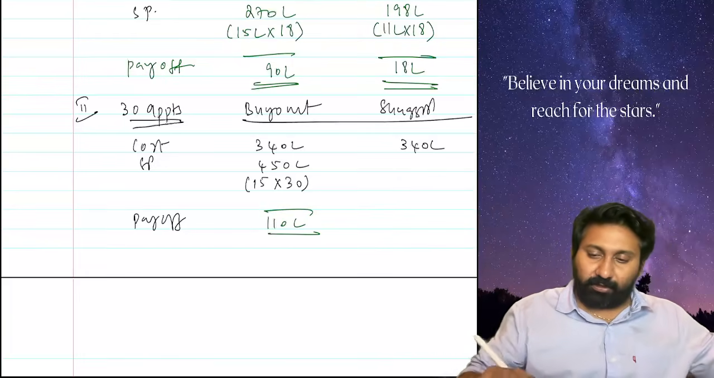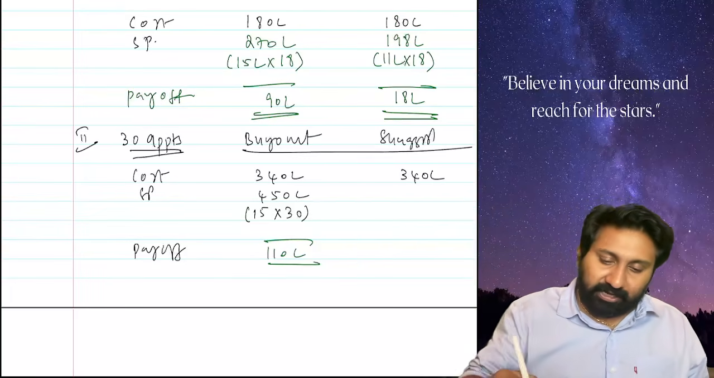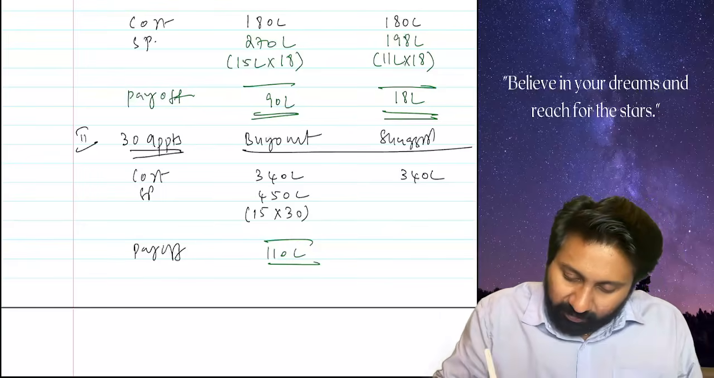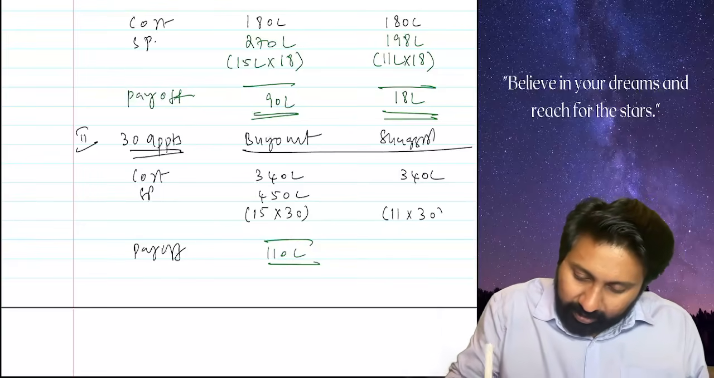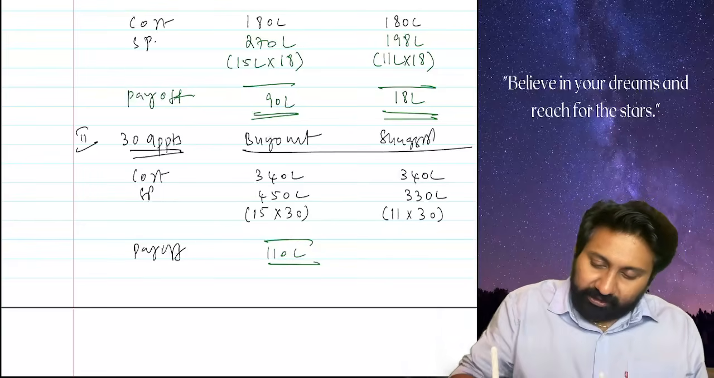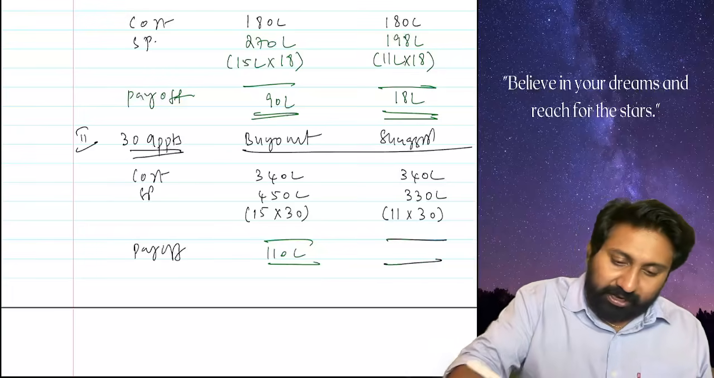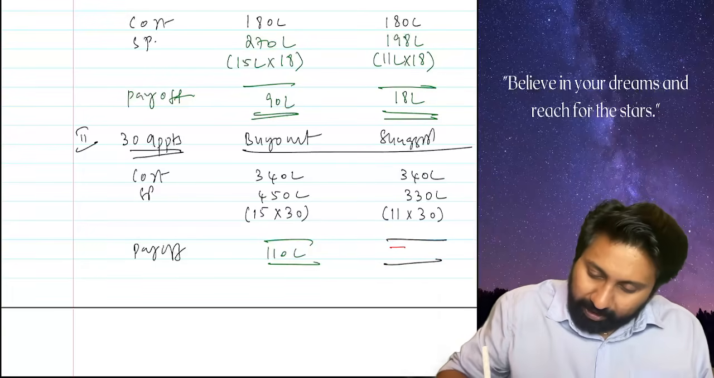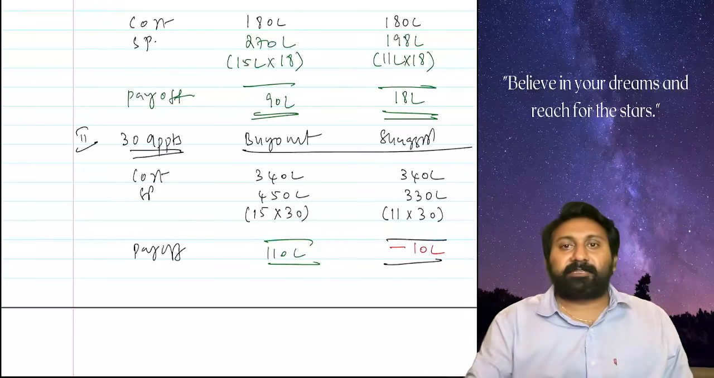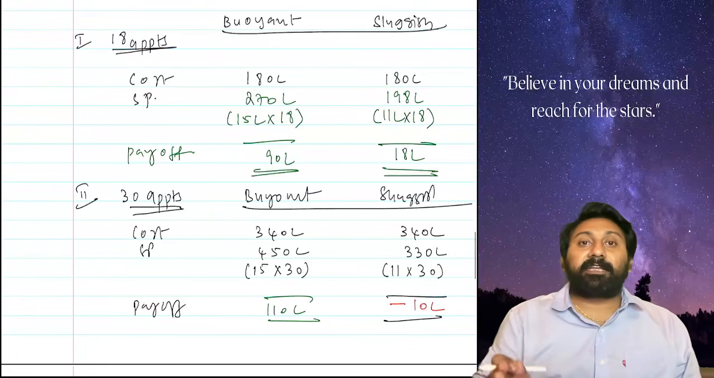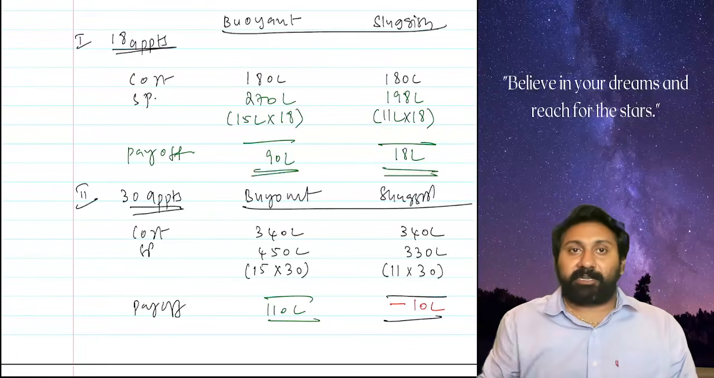110 lakhs. Okay. And market is sluggish. Then what will happen? 11 into 30, 330 lakhs. I am getting a value as minus 10 lakhs. This is my payoff. If the market is buoyant, now observe a situation.